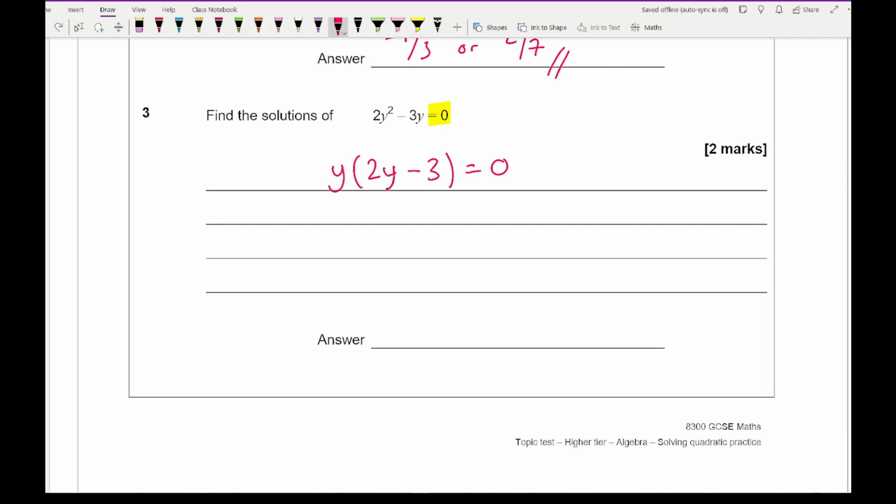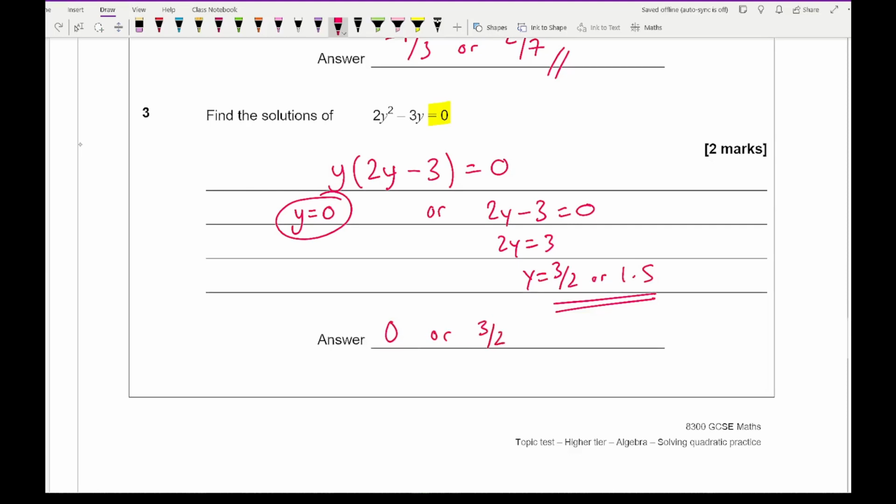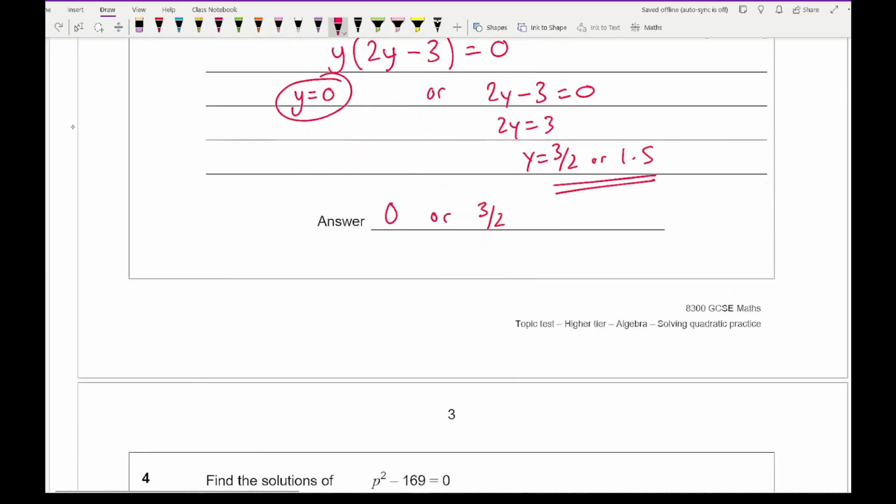And from this, what we can then do is establish that either y = 0 or the bracket = 0. In which this is already a solution, so then 2y = 3, so y = 3/2 or 1.5. So again, any of those answers you prefer, so 0 or 3/2 or 1.5. Again, it's up to you which one of those two you go for.